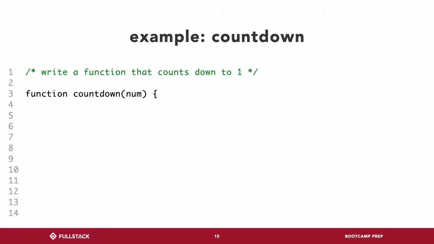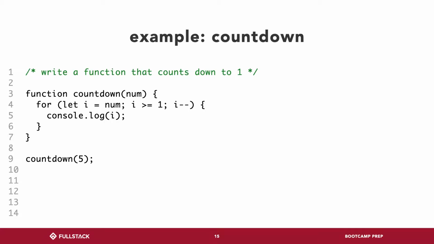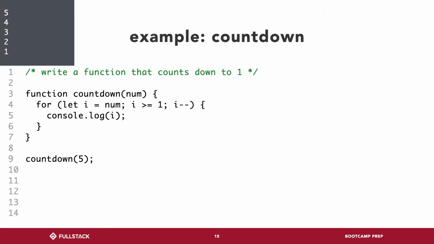So write a function that counts down to 1. This is easy to do with a loop. For let i equal num, i is greater or equal than 1, i minus minus, you console.log i. You call countdown of 5. And there it is, right? 5, 4, 3, 2, 1. Easy to do with a loop. Easy.